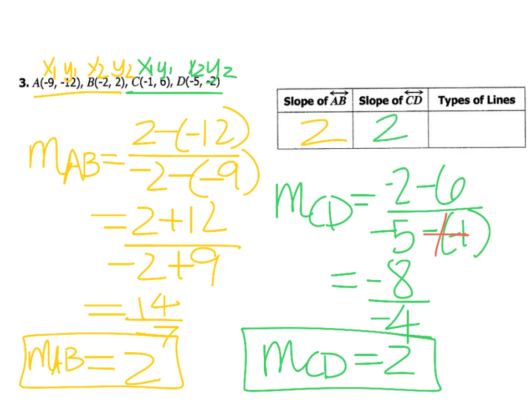Plug that into our table. Now they have the same slope, so we say that these two lines are parallel as well. All right, if they have the same slope, they're parallel. Negative reciprocal slopes, perpendicular, and if they're neither the same nor negative reciprocals, we just say neither. They don't follow either of those rules.